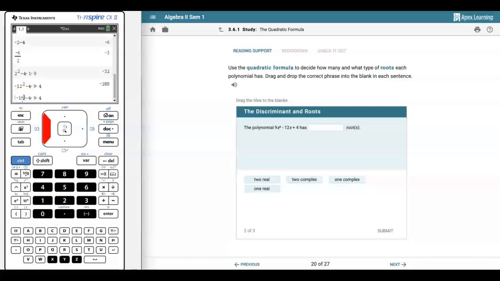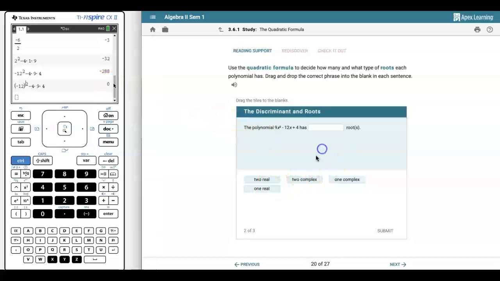And this is why parentheses is super, super important. There we go. Okay, so again, parentheses can be really, really important here. I found out on my calculator it doesn't like negative symbols. So if you're going to take the square of a negative, I suggest that you put that negative in parentheses. When I do that here, I now get a 0. So since I have 0, it's going to have one real root.